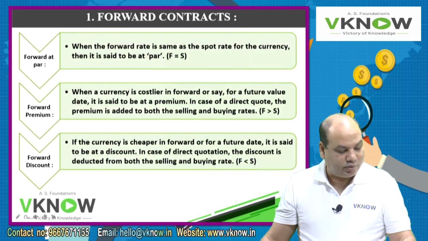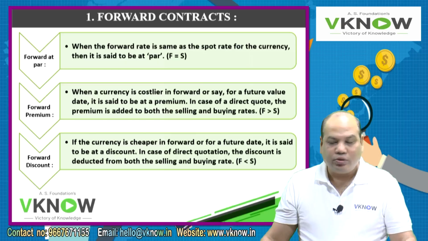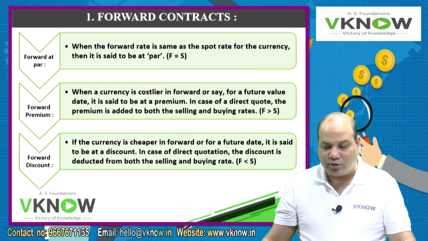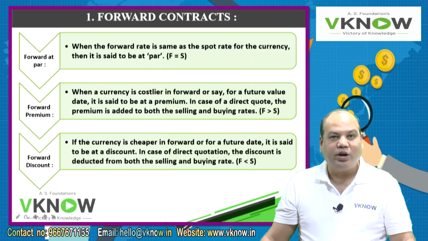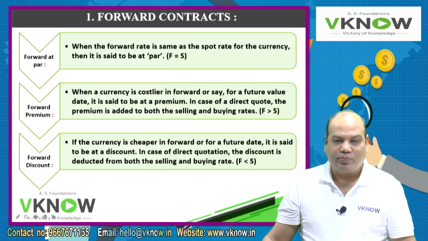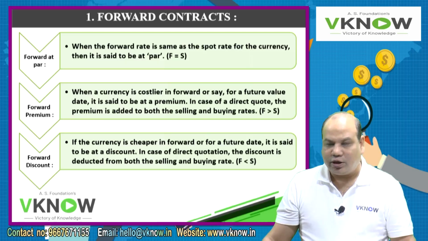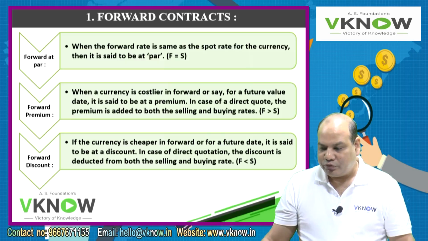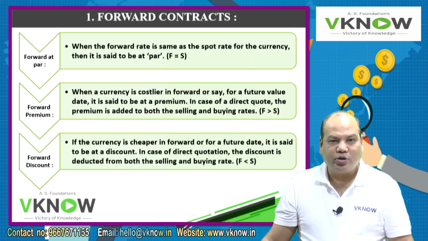Forward contracts can be trading at par. A forward contract can be at a premium. A forward contract can be at a discount. So what do you mean by forward trading at par? Forward is trading at par means the forward rate is the same as the spot rate. F is equal to S.